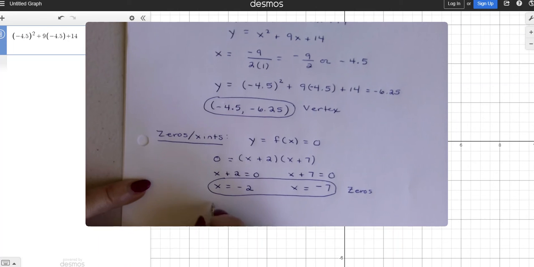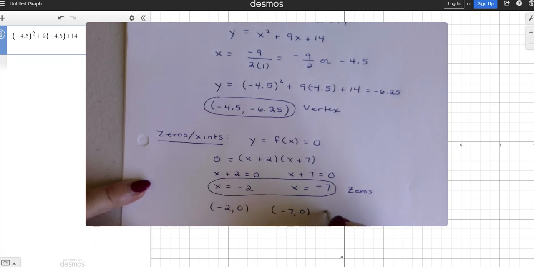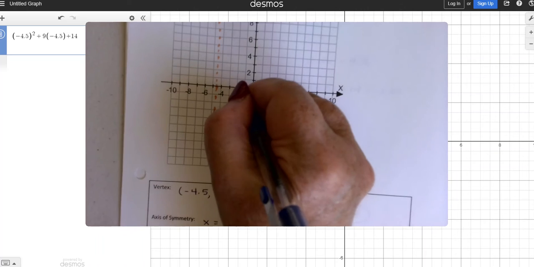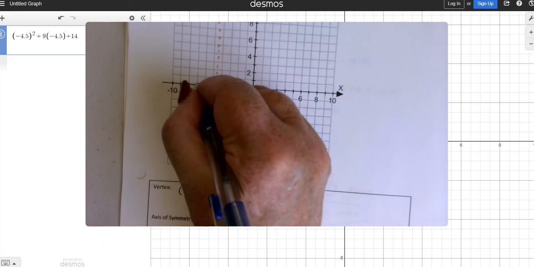I can turn them into x-intercepts by making them points. We know the y value is 0. So let's put that information on our graph. Negative 2 and negative 7.